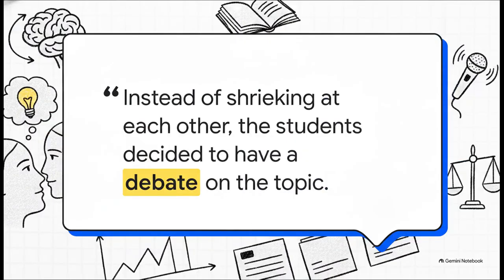This specific sample sentence from the source perfectly captures the constructive nature of a debate, as opposed to just a mere emotional argument. It reads, instead of shrieking at each other, the students decided to have a debate on the topic. Which, let's be honest, is exactly how most arguments usually start. But it clearly positions debate as an organized, civilized alternative to pure chaos. It's an incredibly memorable way to cement the word's proper, formal usage.